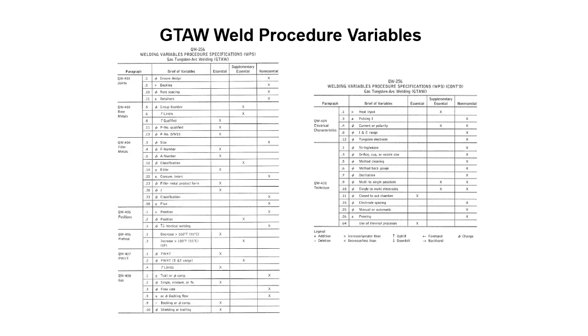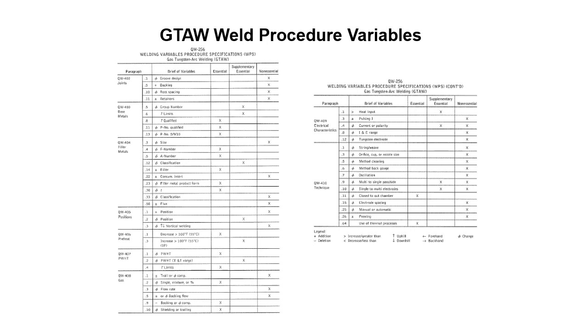GTAW weld procedure variables. We've got a couple of slides, like I've said, that show the welding variables for specific processes that you need to document on WPSs and PQRs when you're doing a procedure qualification. So you've got essential, supplementary essential, and non-essential variables. And these are going to vary from process to process. The essential variables for submerged arc welding are not the same essential variables for shielded metal arc welding or gas tungsten arc welding. And they're not all going to be the same from code to code.